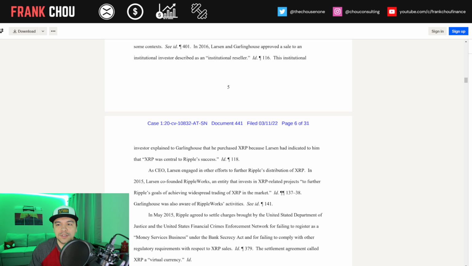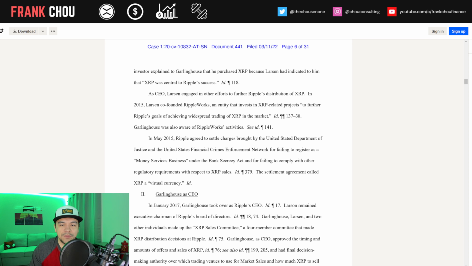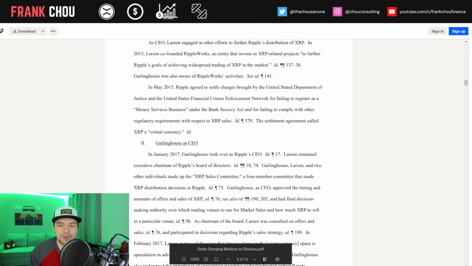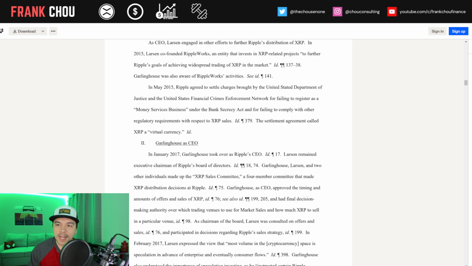In 2016, Larsen and Garlinghouse approved a sale to an institutional investor described as an institutional reseller. This institutional investor explained to Garlinghouse that he purchased XRP because Larsen had indicated to him that XRP was central to Ripple's success. As CEO, Larsen engaged in other efforts to further Ripple's distribution of XRP. In 2015, Larsen co-founded Ripple Works, an entity that invests in XRP-related projects to further Ripple's goals of achieving widespread trading of XRP in the market. Garlinghouse was also aware of Ripple Works' activities.